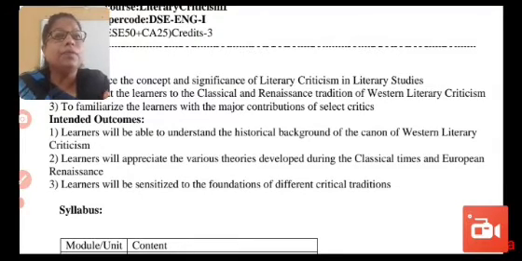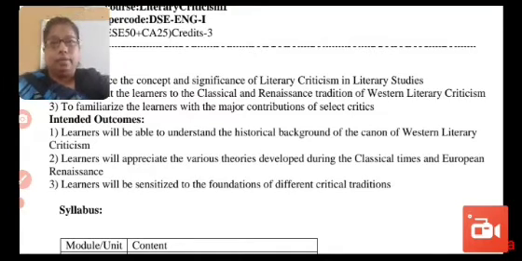So what kind of theory was there in classical time? For example, there was the mimetic theory, that is, art is imitation. Art is the imitation of reality. Art is the copy of reality. So this is known as the mimetic theory. This is one example. And during the Renaissance, what kind of theory was there behind this literary criticism that we have to study? So this will be the outcome.